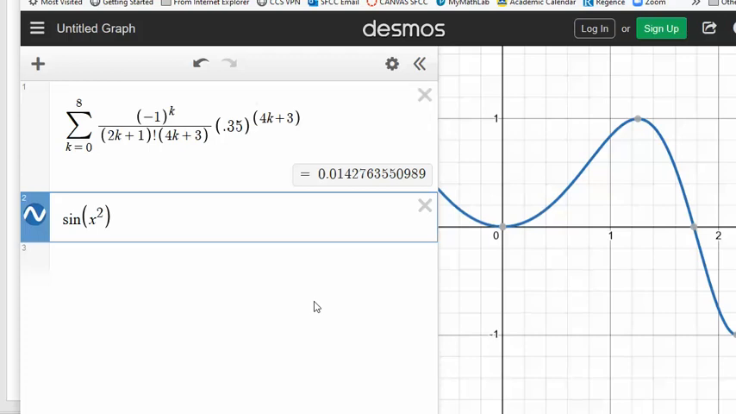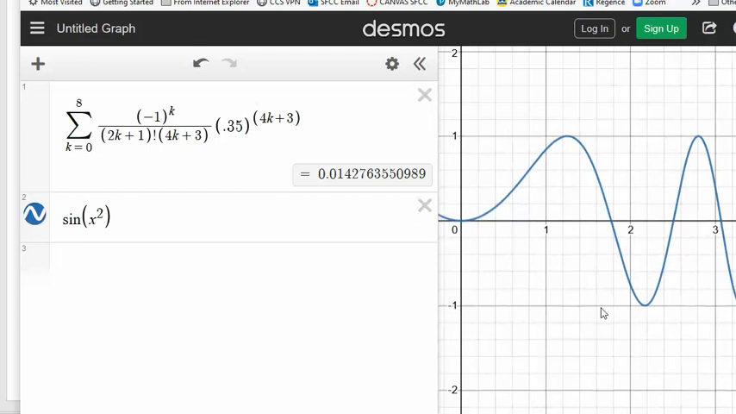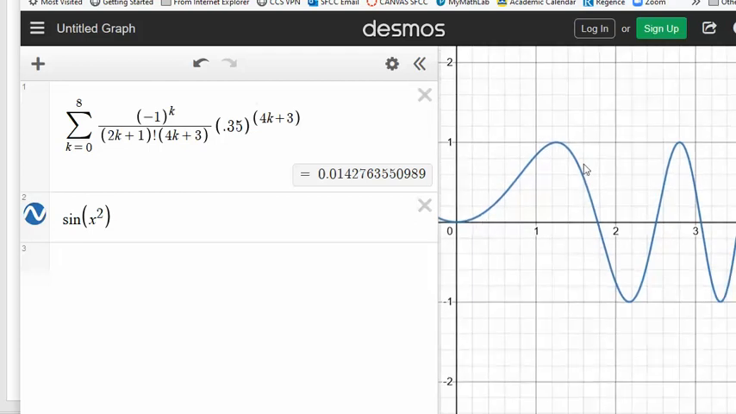All right, pretty cool. Now, if we want to do this for the integral from 0 to 3, this is kind of interesting, because now we're going to go 0 to 3.